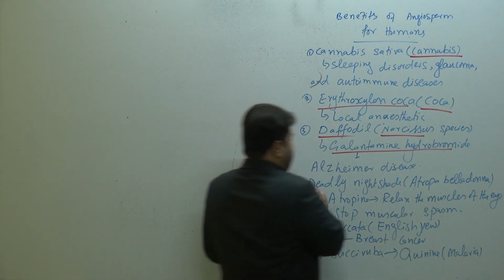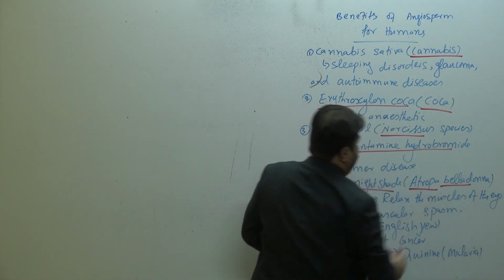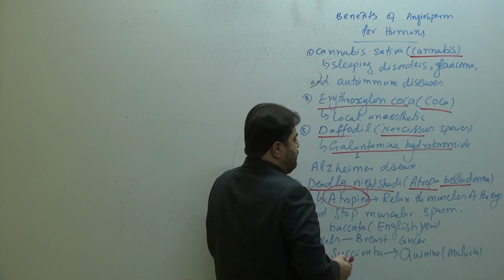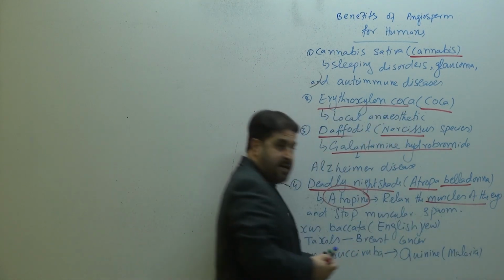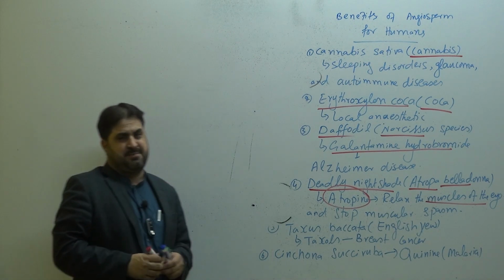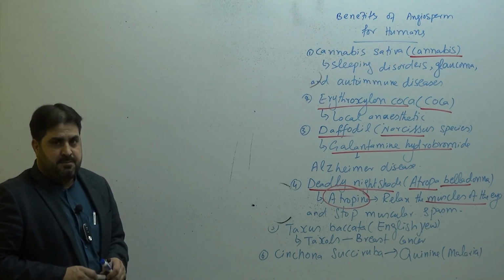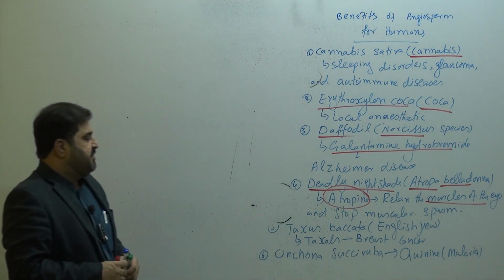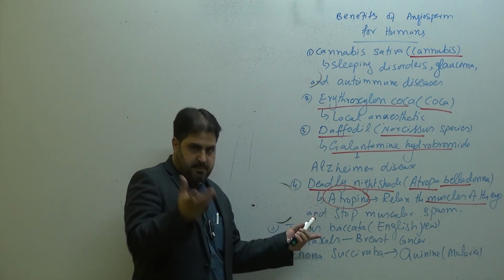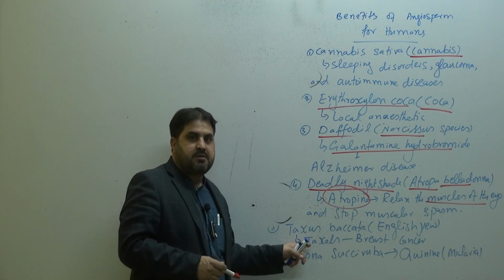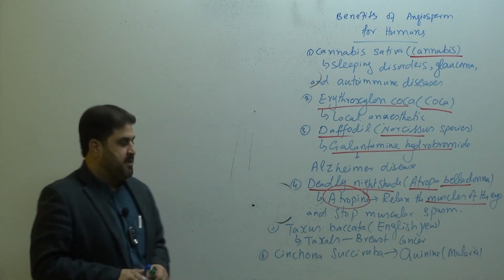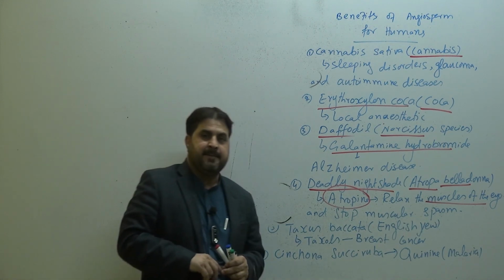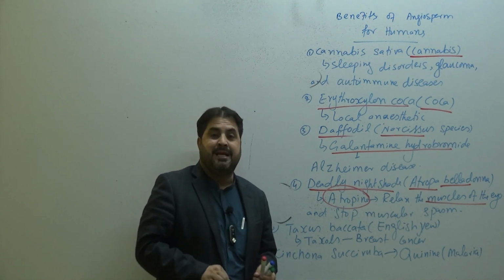Next one is deadly nightshade. The scientific name is Atropa belladonna. We extract atropine, which is used to relax the muscles of the eye and also to stop muscle spasms. So when muscle spasms happen, it can be used to treat them. After that, we use Taxus baccata, to extract taxol, and this taxol is used in breast cancer. And then Cinchona succirubra, from which we extract quinine, and this quinine is used for the treatment of malaria.